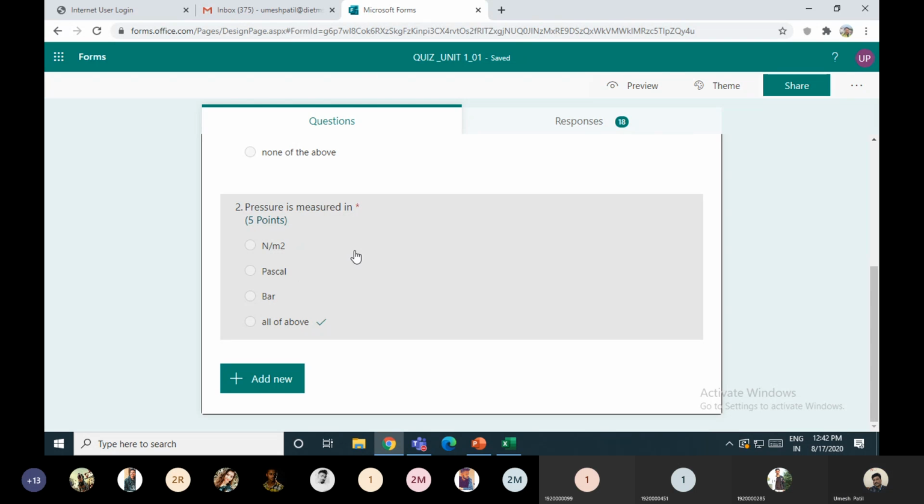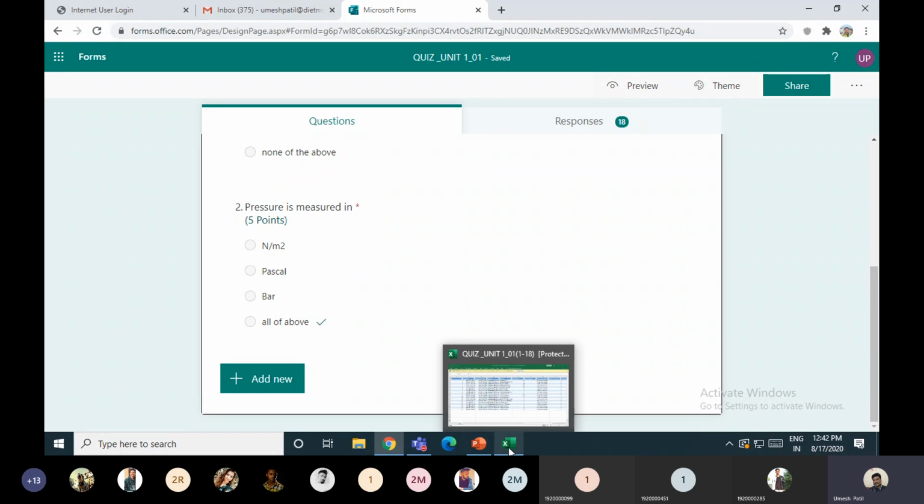And again, if you recall our discussion in the previous session, in that slide, a unit of pressure is given as a bar. So 1 bar is equal to 10 raised to 5 Newton per meter square or Pascal. Okay. So the correct answer is pressure is measured in Newton per meter square, Pascal, bar. So all of the above is the correct answer.